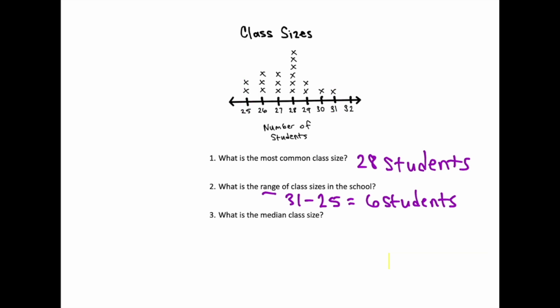The last question says, what is the median class size? When we find median, we can take one off the front and one off the back until we find the exact middle number. So I'm going to go ahead and do that using my line graph. We have one off the front, one off the back, one off the front, one off the back, and we can continue this till we find the middle number.